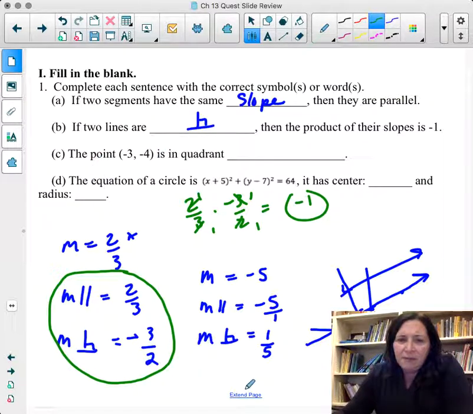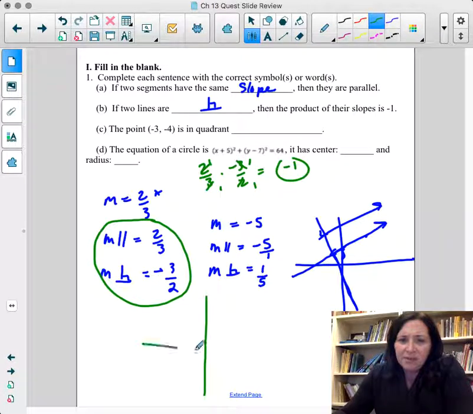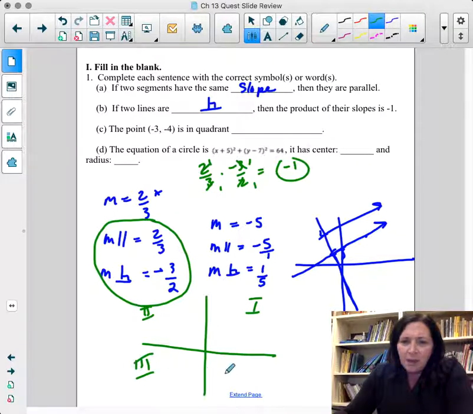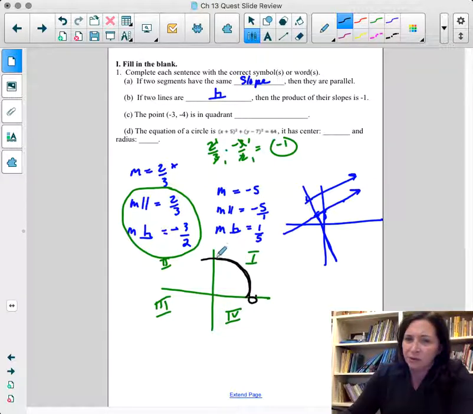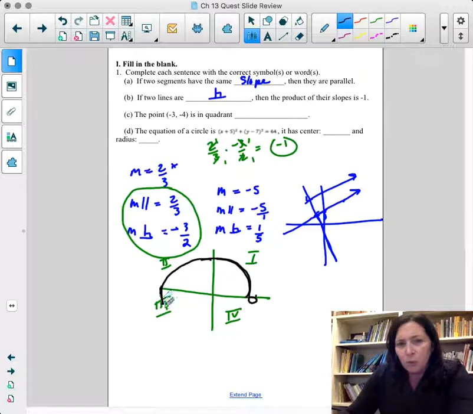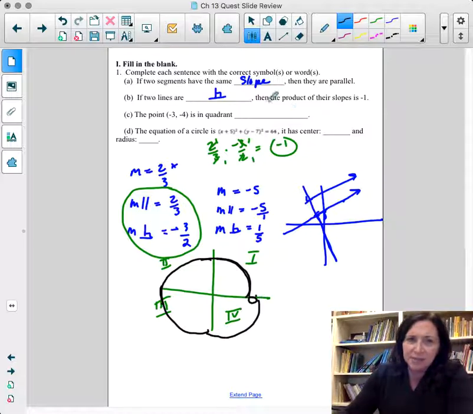The point (-3, -4), what that means is you have 4 quadrants. You have quadrant 1, quadrant 2, quadrant 3, and quadrant 4. And this is based on our unit circle, which basically starts here at 0 degrees and goes around into the different quadrants. Quadrant 1 has from 0 to 90 degrees. Quadrant 2 has 90 to 180. Quadrant 3 has 180 to 270, and quadrant 4 has 270 to 360 degrees. So the point (-3, -4) is in this quadrant, and that quadrant is 3.